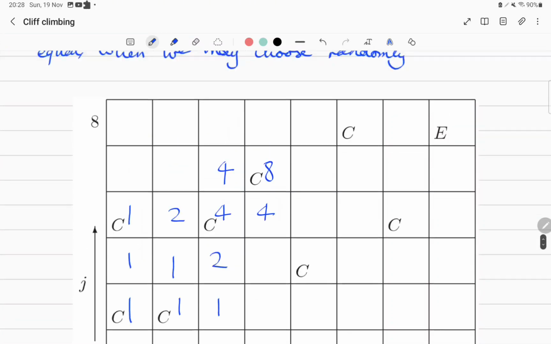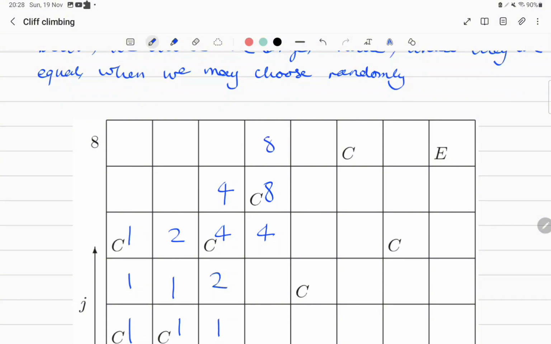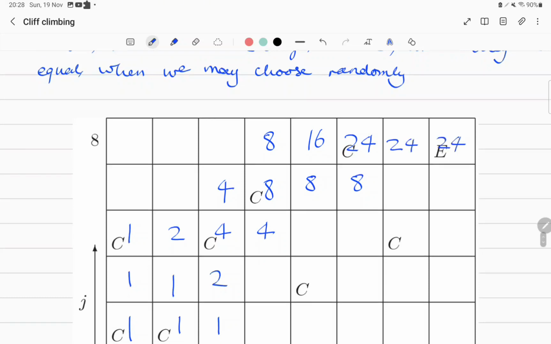We fill in 4s here and then an 8 there, because both 4s may move to there. Similarly, we can fill in 8, 16, 24 and 24, and therefore we can see that our answer is in fact 24.